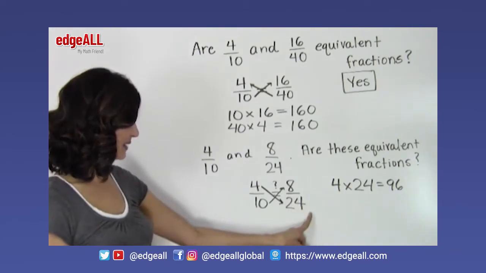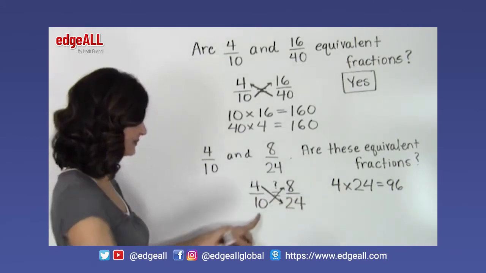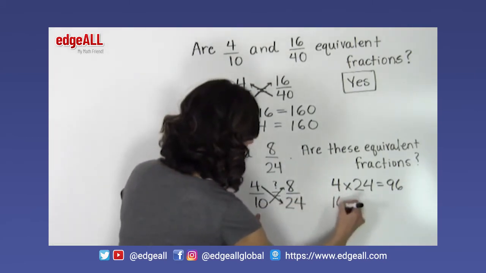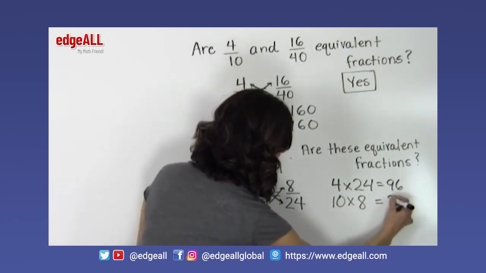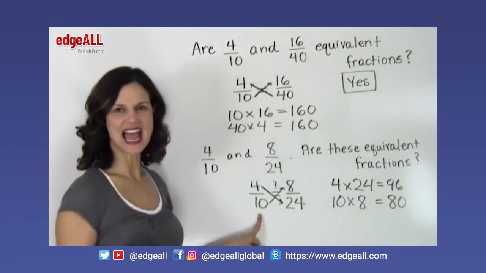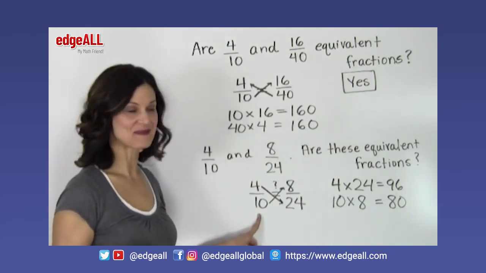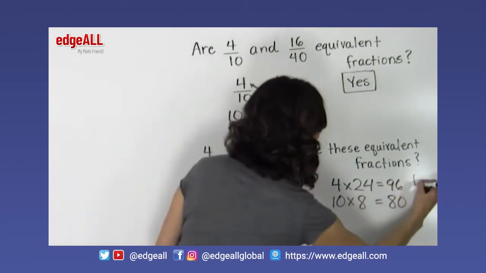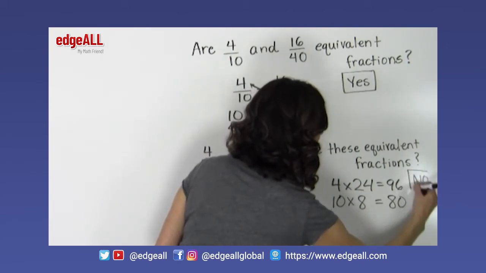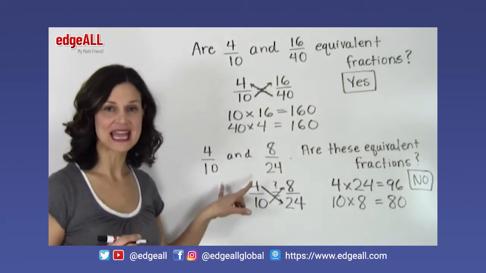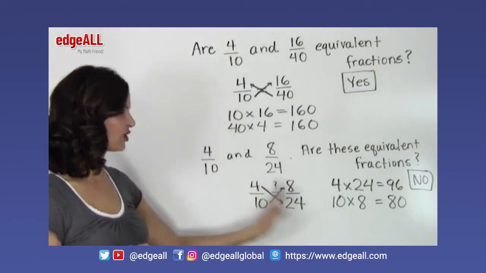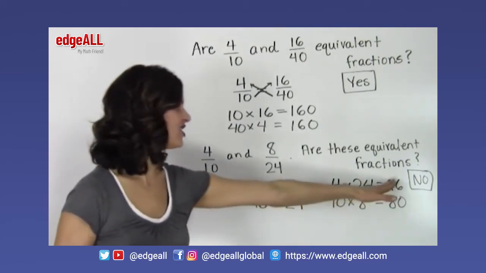So I did 4 times 24, which is 96, but now I'm going to do 10 times 8, which we know is not equal to 96. 10 times 8 equals 80. So the answer to this question is no. These two fractions are not equivalent because the products of their cross multiplication are not the same.